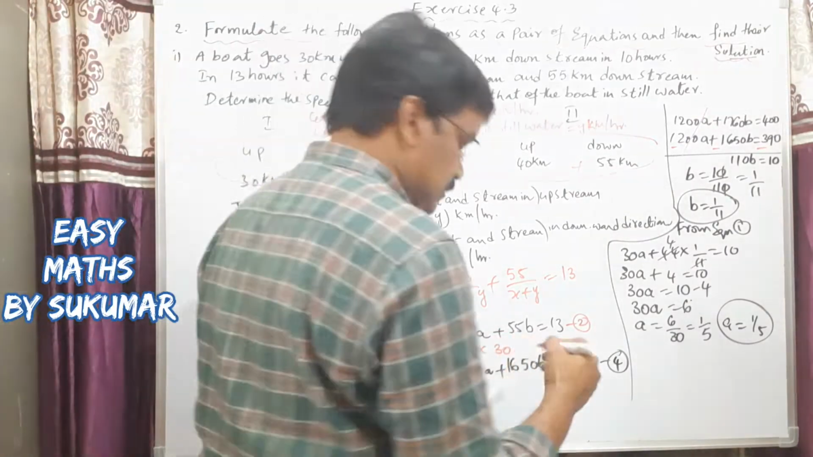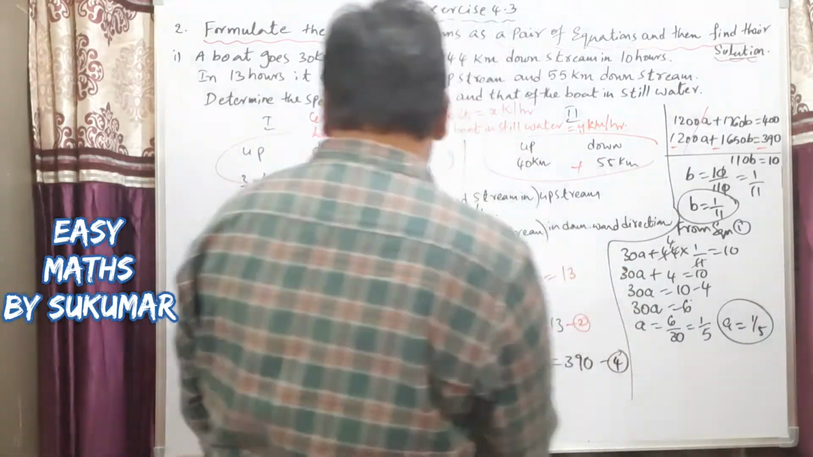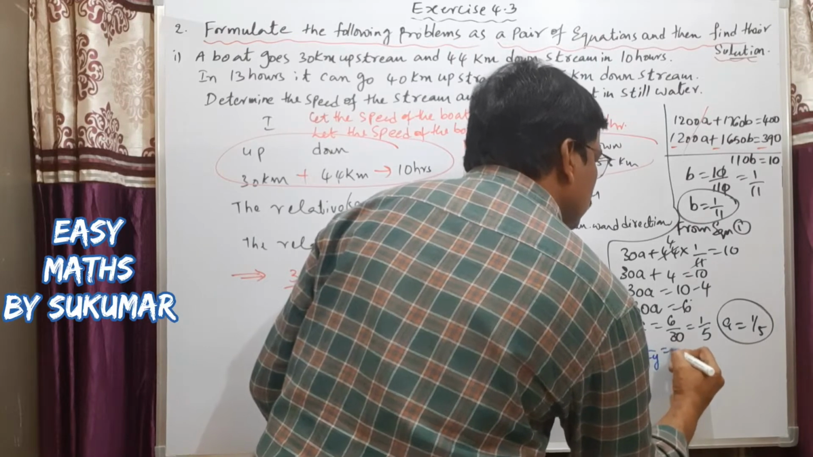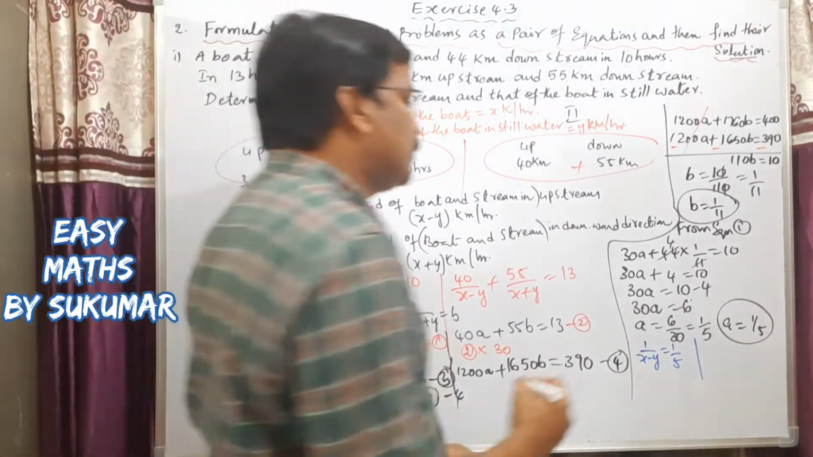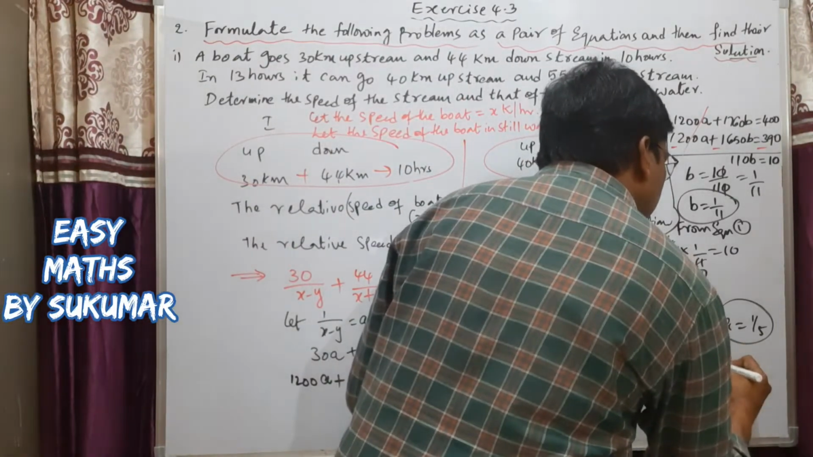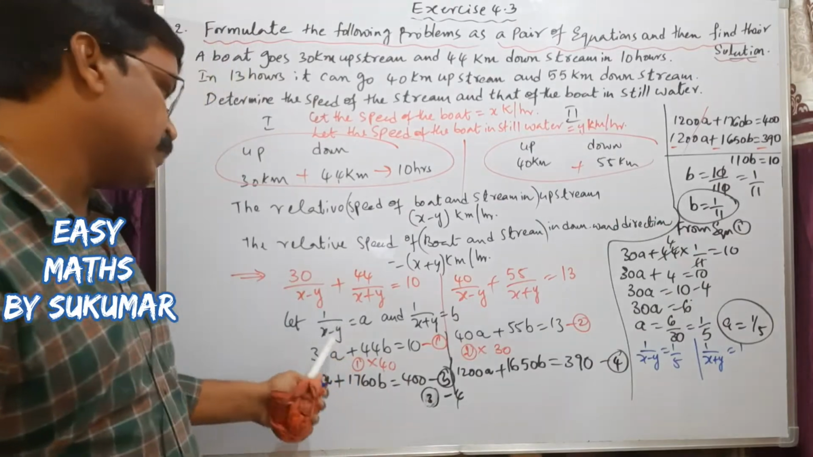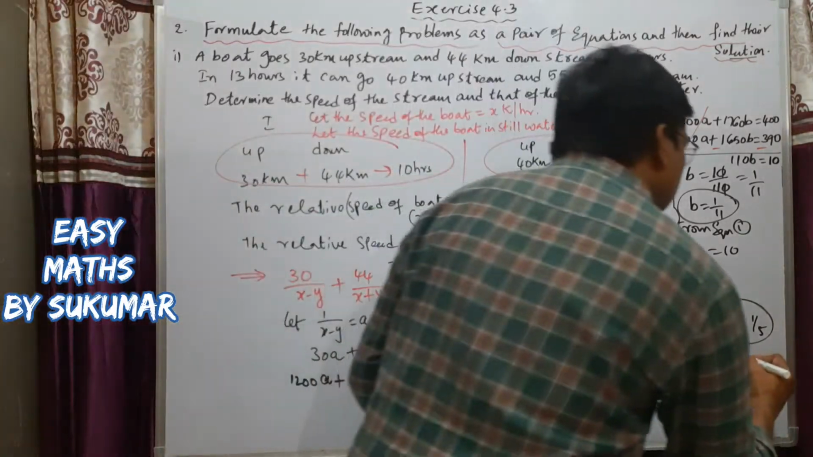That means here, 1 by x minus y is equal to 1 by 5. Similarly, 1 by x plus y is equal to 1 by what? 1 by x minus y is a. A is 1 by 5 and b is 1 by 11.